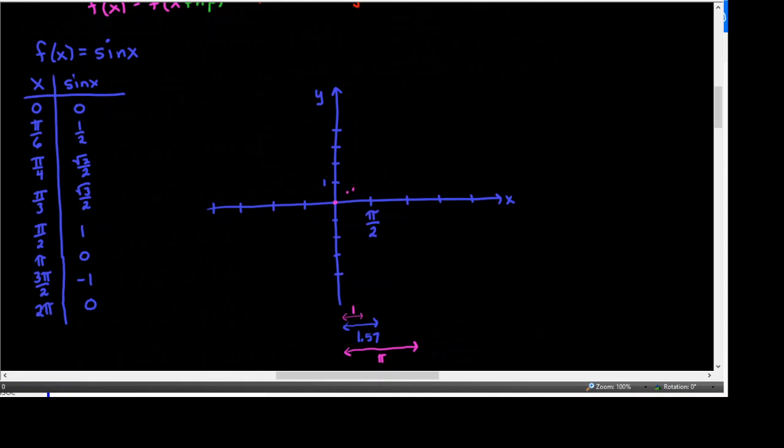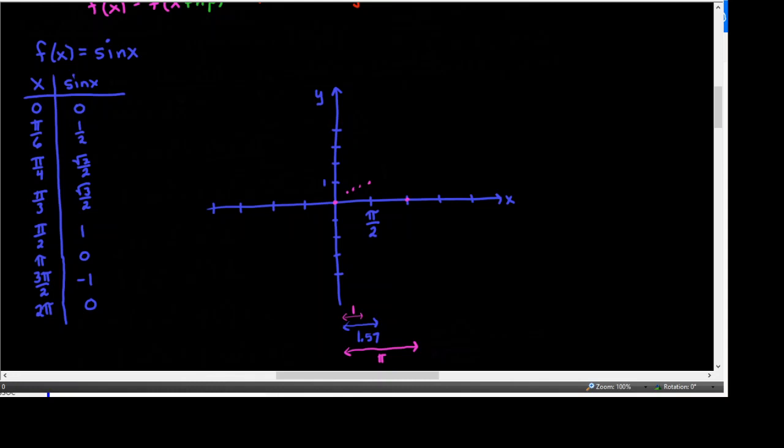At pi over 3, so about 1/3 of the length of pi, I'm going to graph square root of 3 over 2. It seems like this is one I didn't memorize, and I probably should have. So I'm going to type it in my calculator so that I know sort of what it is. Of course, on this scale, I'm guessing. 0.866. Okay, so pi over 3 should be 0.866. And pi over 2 is 1. Okay. Then pi is 0.